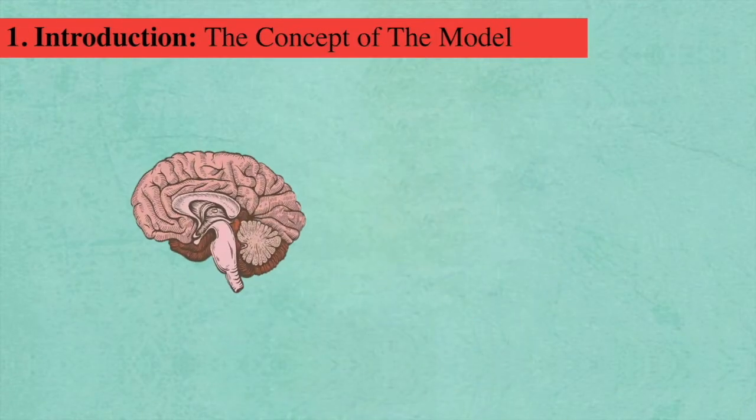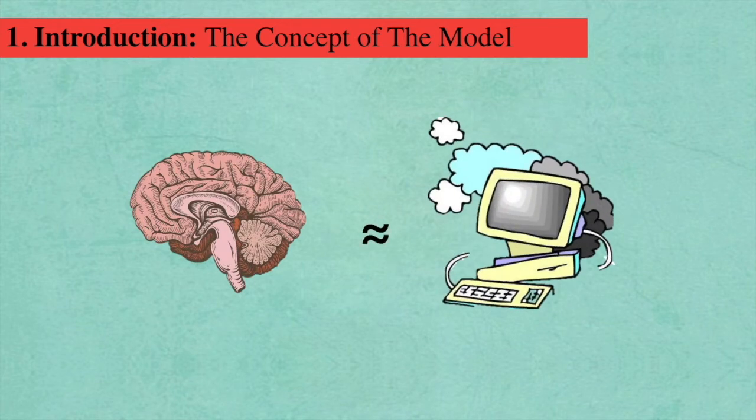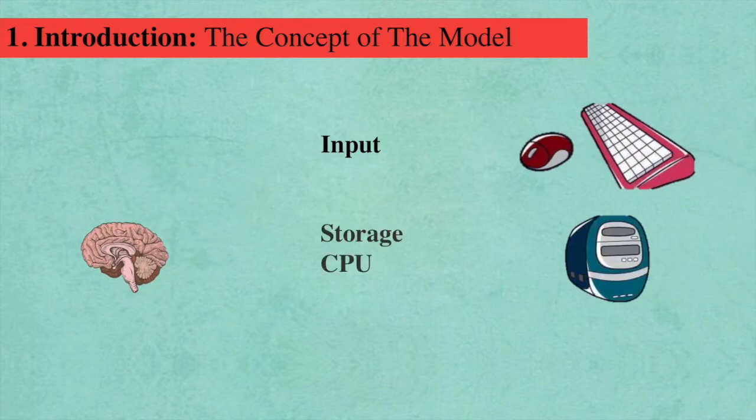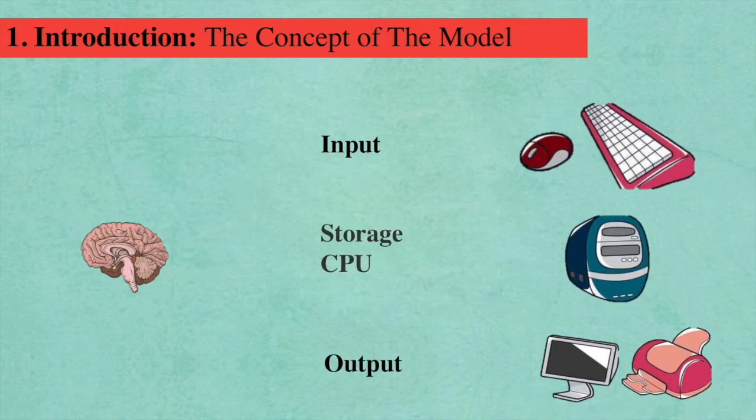Within this model, humans are routinely compared to computers. The computer is composed of four parts: input device, storage, CPU, and output device. And its basic procedure of processing information is input, processing, and output.